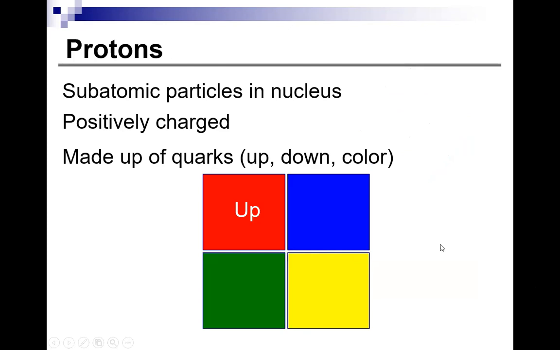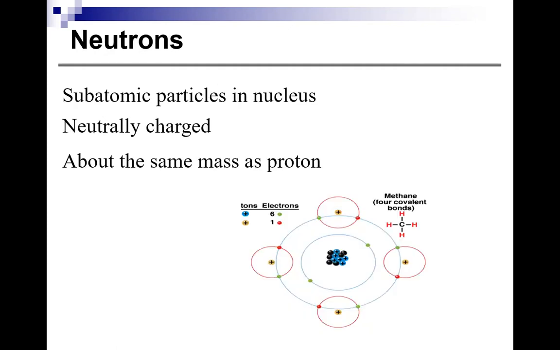When we look at protons, think P for positive. They are positively charged subatomic particles found in the nucleus. They have an atomic mass of approximately 1 AMU, so 1 atomic mass unit. Protons are made up of quarks, which are represented by up, down, and color. That's just a fun fact. You don't have to know that for the test. If you took an intro to chem, they may have never mentioned quarks, and that's okay. You don't have to remember that.